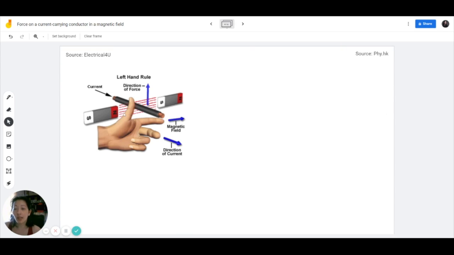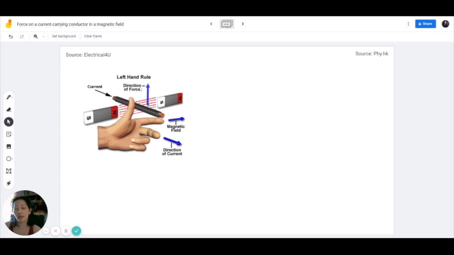How to use this? Your thumb will represent the direction of the force that's been induced. Your index finger represents the direction of the magnetic field from north to south, and your middle finger will represent the direction of the current. So here, this is a diagram. Thank you to Electrical For You for this diagram. So here is how you use Fleming's left-hand rule.